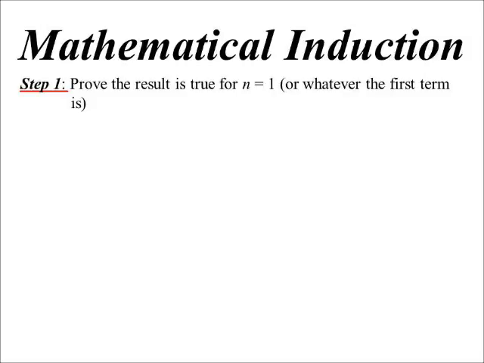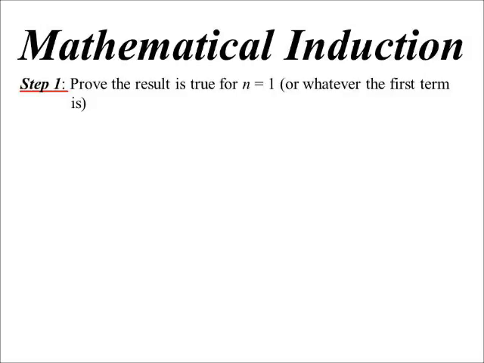Usually n equals 1, but it might not be n equals 1. You might be proving it true for even numbers, in which case the first case would be n equals 2. So make sure you read the question carefully. Whilst you don't write the words "step 1", you do write down "prove the result's true for n equals 1", because this is a proof, just like geometry. You've got to spell it out so the reader can follow your solution and knows exactly what you're doing.